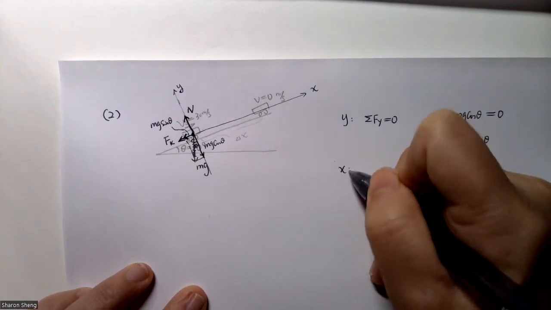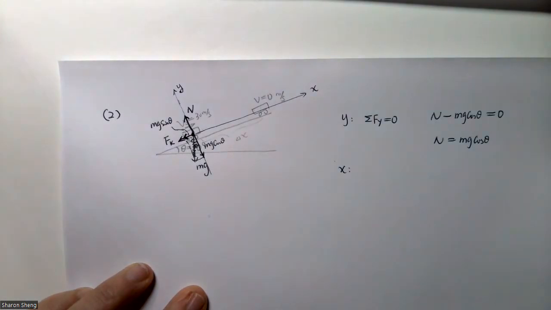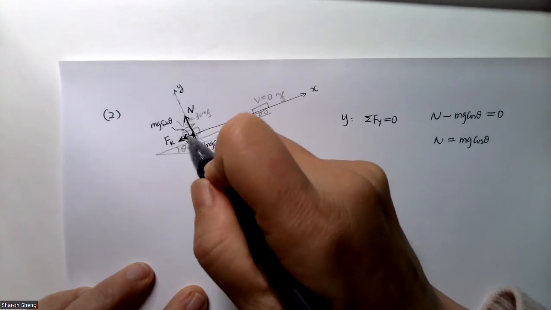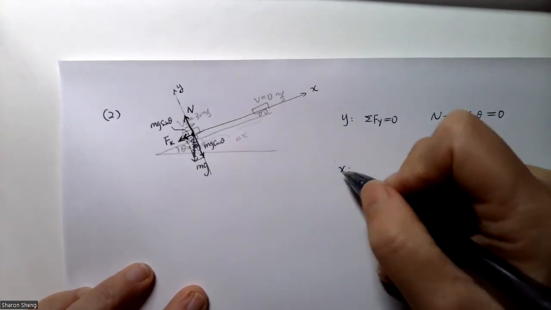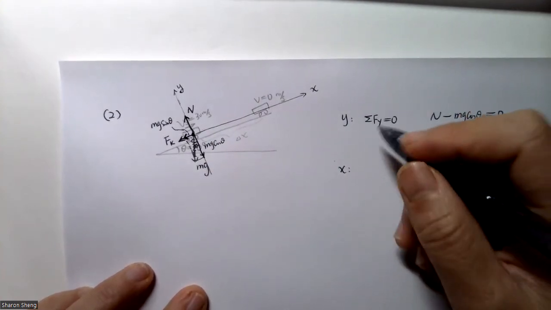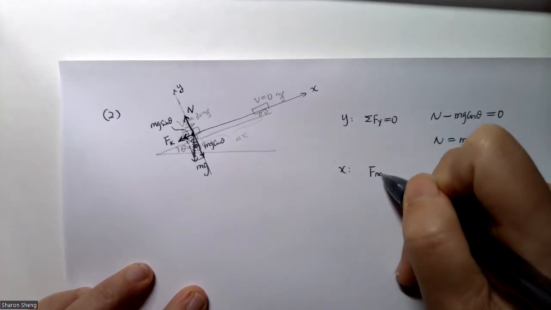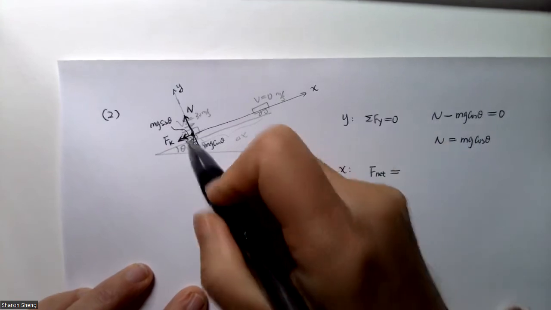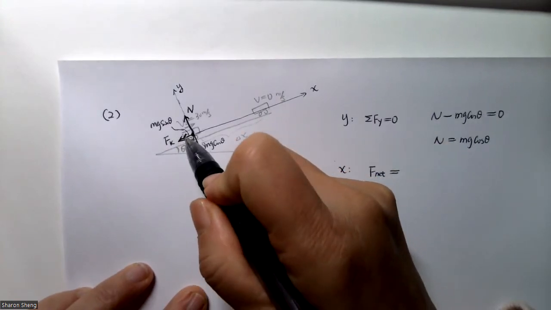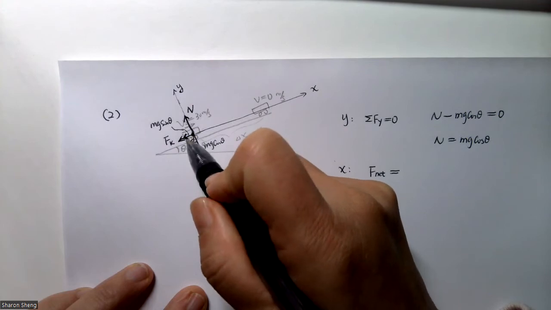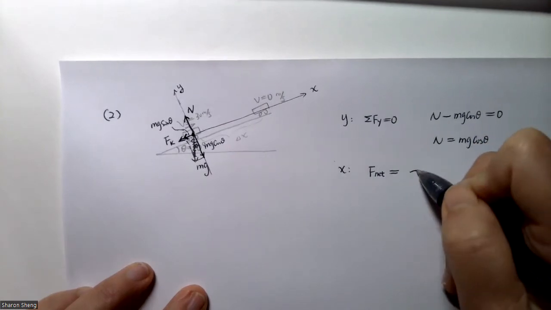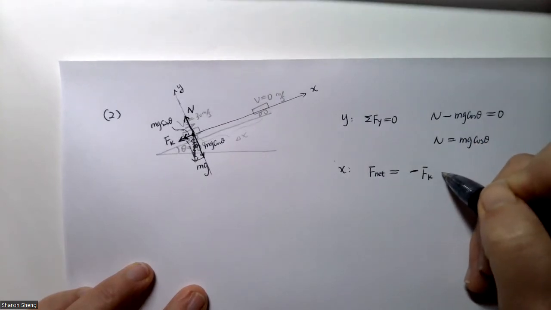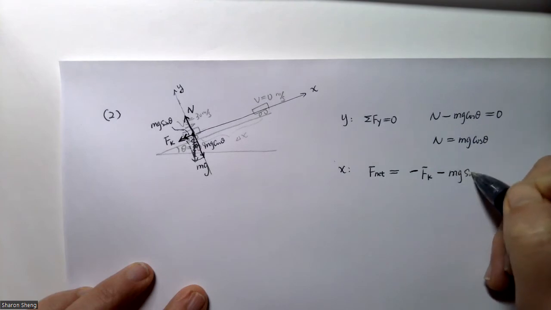Then we'll look at the x direction. So this is the x direction here. What is the net force? There are two forces. They are both pointing downward. They are both pointing to the negative x direction. So the net force along x direction equals the sum of the two forces, Fk and the component of mg along x. Because they're both pointing in the negative direction, they're both negative. So negative Fk plus negative, so minus mg sine theta.